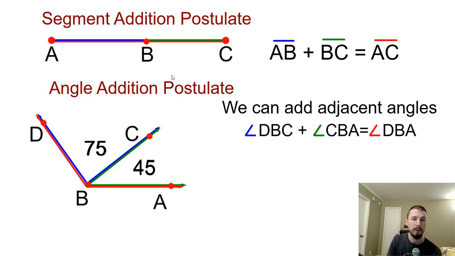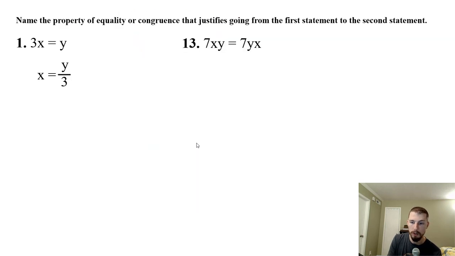The other thing is, from segment addition, we can also subtract segments, just by subtracting one of these to the other side. So AC minus BC is going to be equal to AB. If we know what the whole thing is and we know what the green part is, we can find the blue part by subtracting. Same thing happens with angle addition, by the way. We can subtract angles and we can add angles as long as they're adjacent.